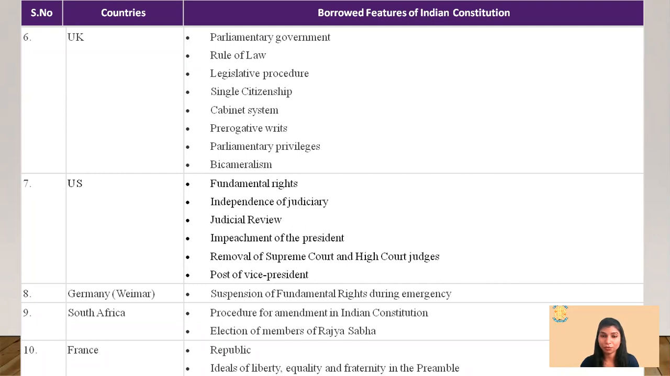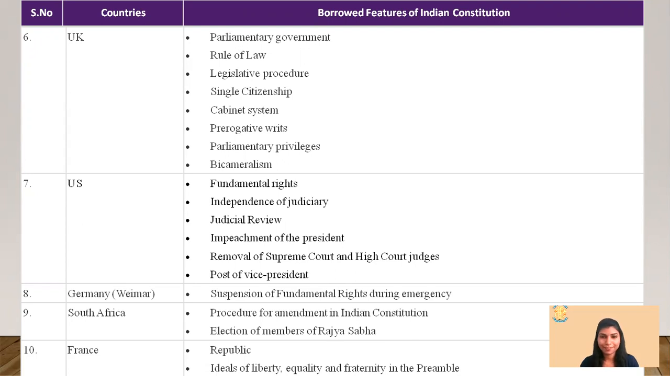From the US, we borrowed fundamental rights, independence of judiciary, and judicial review. What is meant by judicial review? Our Supreme Court and High Courts have the power of judicial review. It means if our Parliament makes any law, the High Court and Supreme Court have the power to check whether that law is as per our Constitution or not. Next features: impeachment of the President, removal of Supreme Court and High Court judges, and the post of Vice President. From Germany, we borrowed suspension of fundamental rights during emergency.